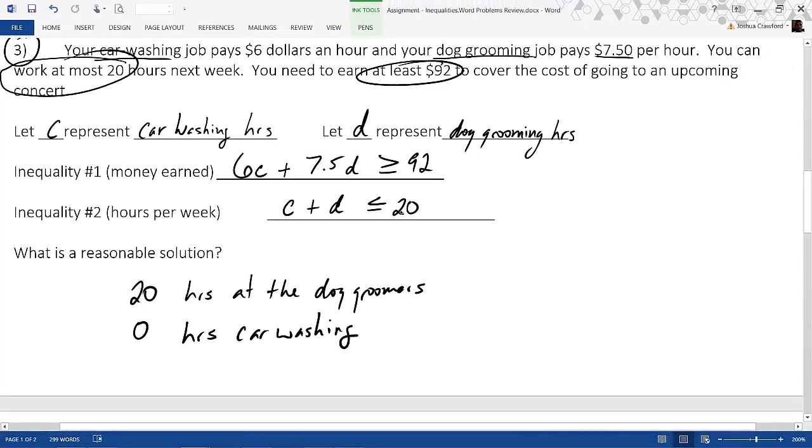All right. So if you plug in 20 and 0, 0 for C, so 0 plus 7.5 times 20 would be 150, which is greater than or equal to 92. So that checks out. And then 20 plus 0, so for C it's 0, D is 20, so 0 plus 20 is less than or equal to 20. So that is a reasonable solution to our system of inequalities.